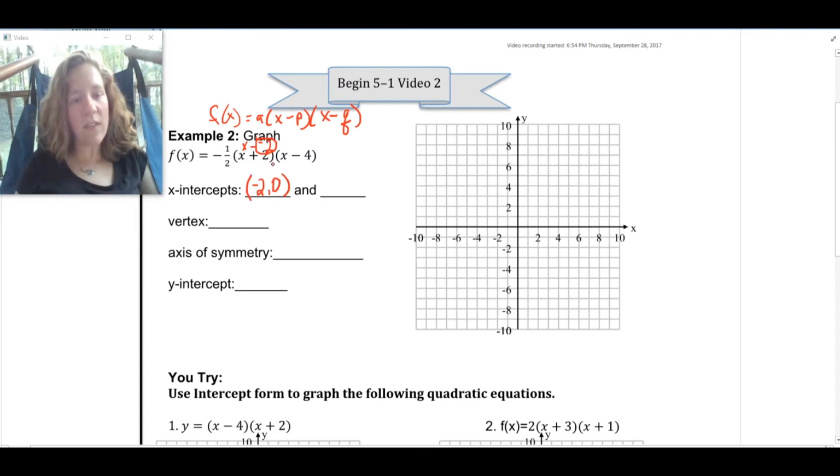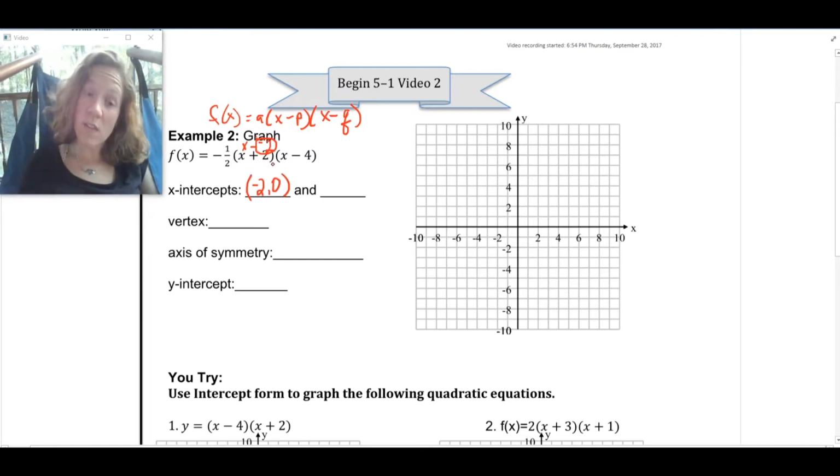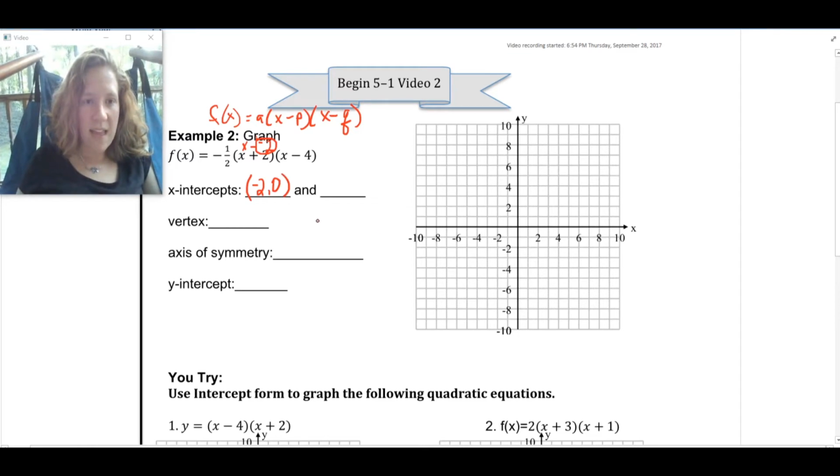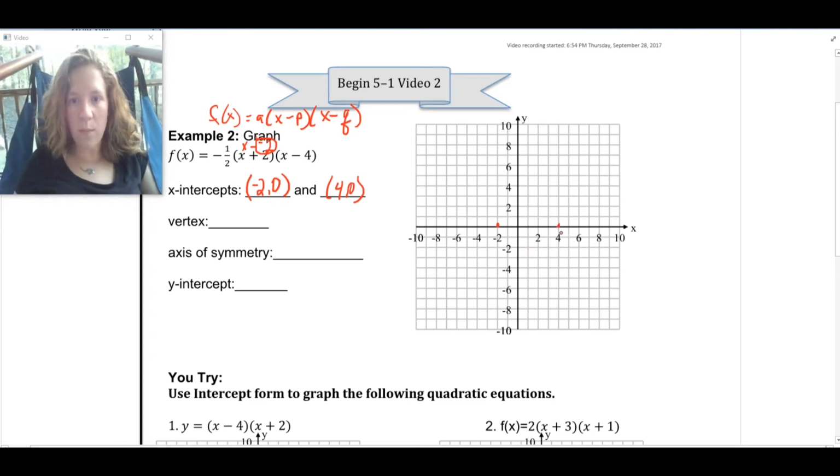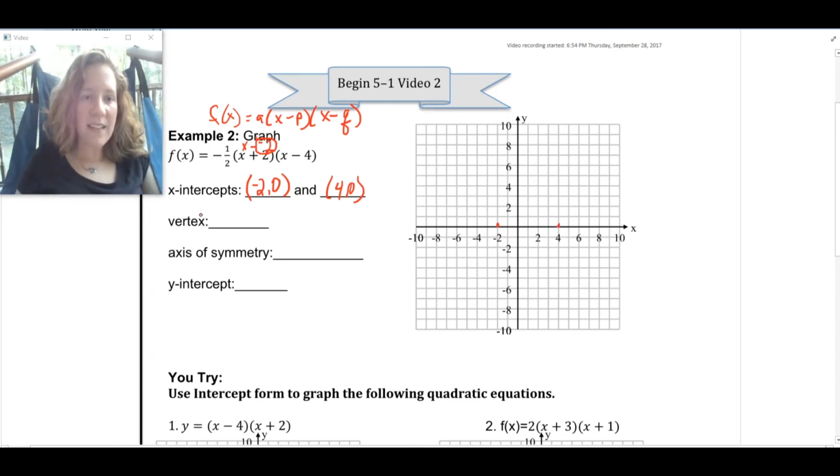So you're always going to take the opposite of what you see. If you see a negative, then your x-intercept is positive. If you see a positive, then your x-intercept is negative. So this is negative 2. This one, I see a negative, so I'm going to put positive 4 as my x-intercept. I can go ahead and graph those. So I've got a point at negative 2, I've got a point at 4. Those are my x-intercepts.